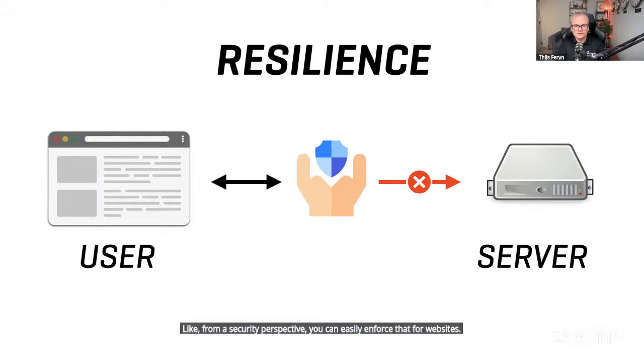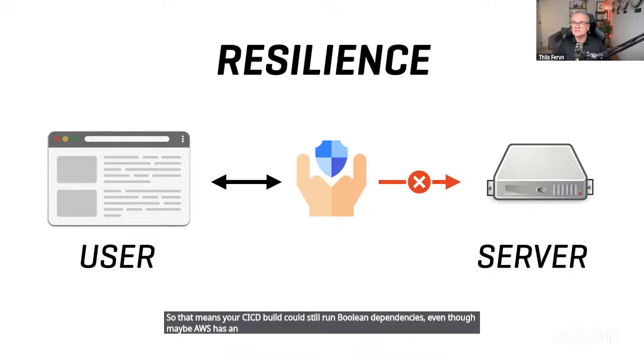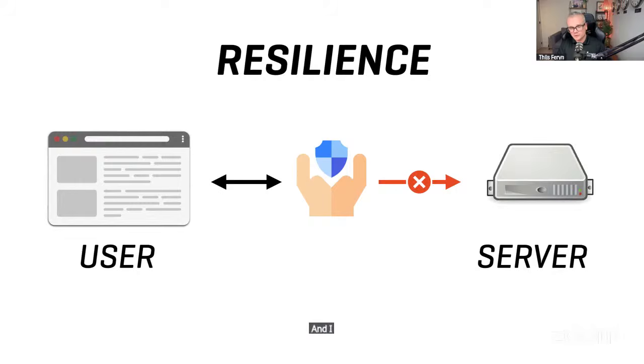Resilience goes even further. HTTP has resilience baked into the protocol with the caching headers. Offline mode, if you will. And that's where basic caching comes into play. If something is cached, you can keep serving it even though the infrastructure behind the scenes is down. So that means your CI/CD build could still run, pulling in dependencies, even though maybe AWS has an outage which affects your registries.